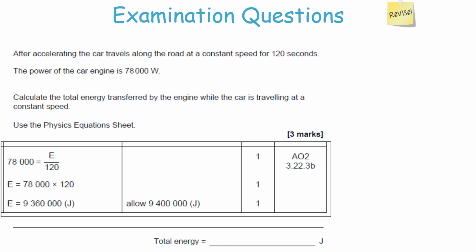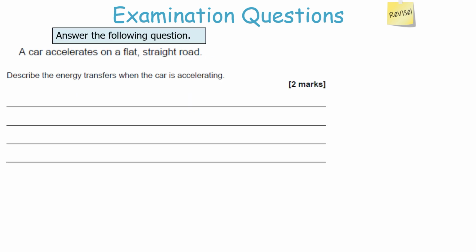Because power equals energy over time, we do 78,000 equals energy over 120. The second step involves rearranging the equation to make energy the subject, so 78,000 times 120 equals 9,360,000 joules.